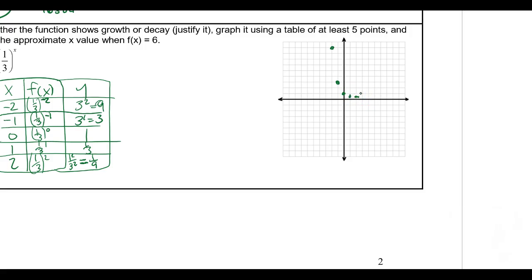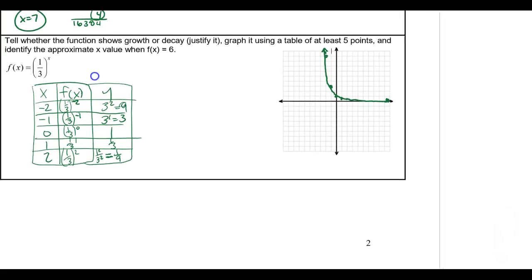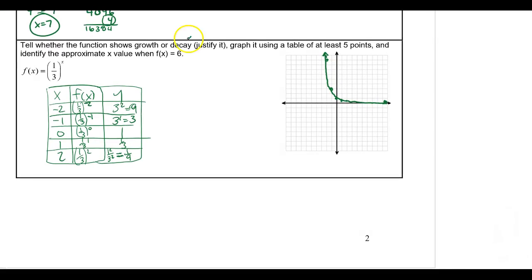Okay, now I'm going to make our line, and it starts up here and continues on down here, and it gets really, really close to the line but never really touches. Okay, and there's our sketched graph. Okay, so now we can prove, yes, it's a decay because as it goes to the right, it's getting smaller and smaller and smaller. Okay, now it says identify the approximate x value when f of x equals 6.